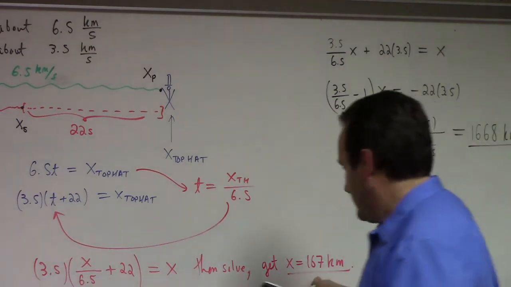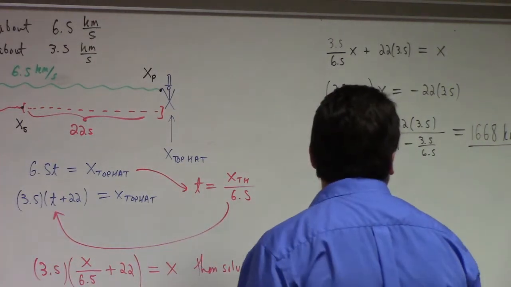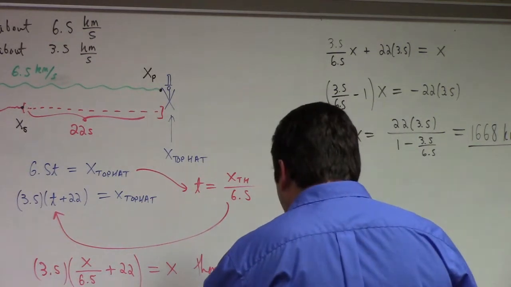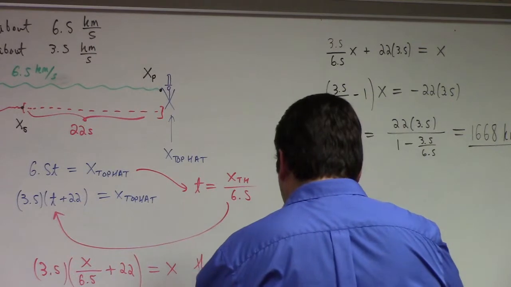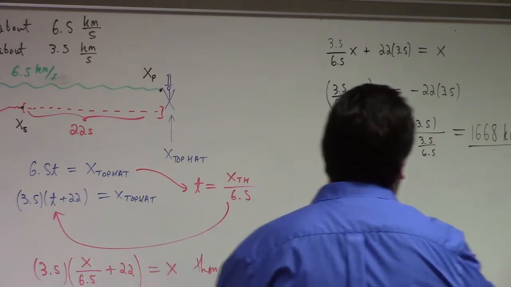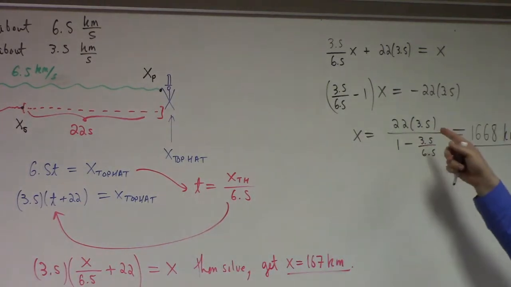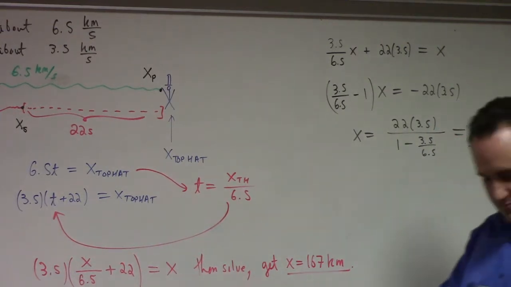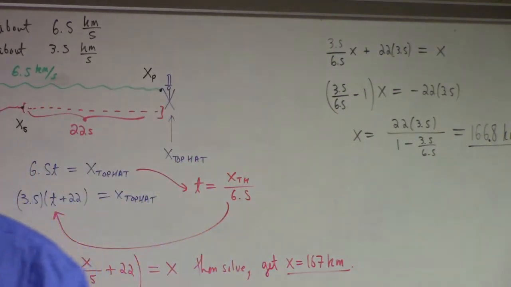Which, wait a minute. I think it's something like 66 point. What? Oh, when I punched it in the calculator, I made that a 35. Human error. So when I solved it back, I got 0.9. I get 166.83.